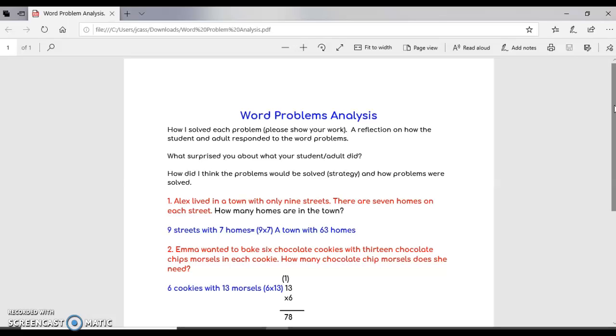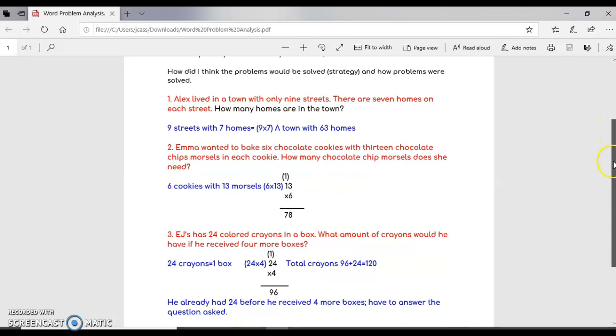And I enjoyed putting together this word problem analysis and seeing how myself, the student, and the other grown person completed the word problems for multiplication.